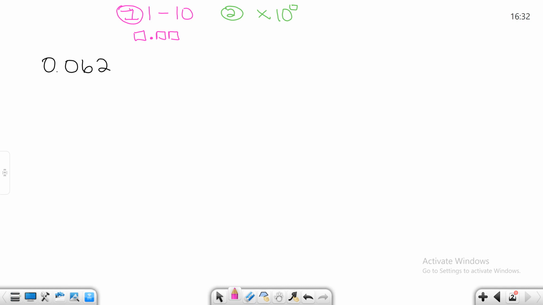So in this case, I cannot put 0.062 and then put a decimal. I also cannot put 0.062 and then add more. I can't do that. I have to work with what I already have. So I know that I can put my decimal between the 6 and the 2, and that satisfies that first rule. It has to be a number between 1 and 10.